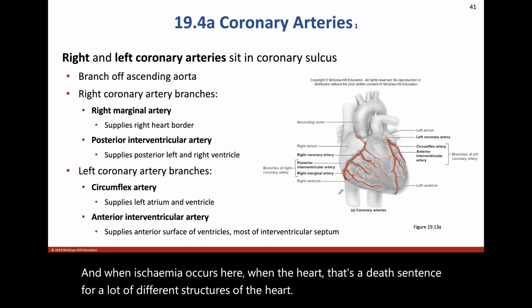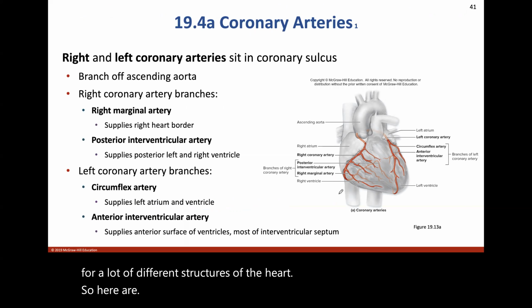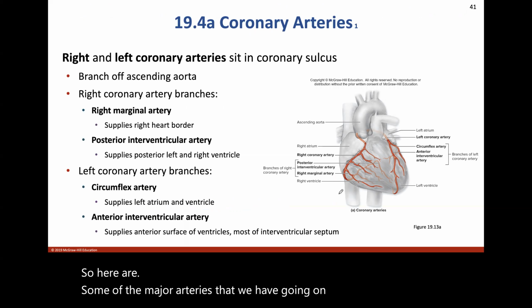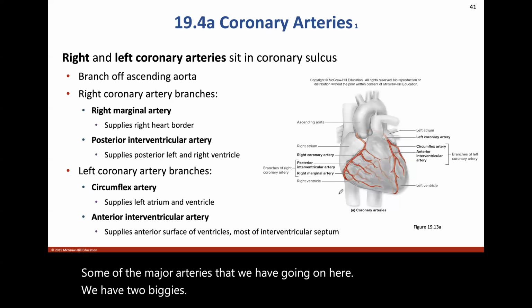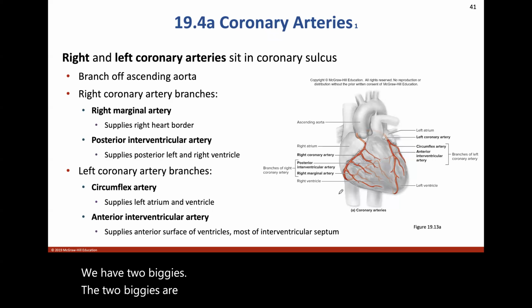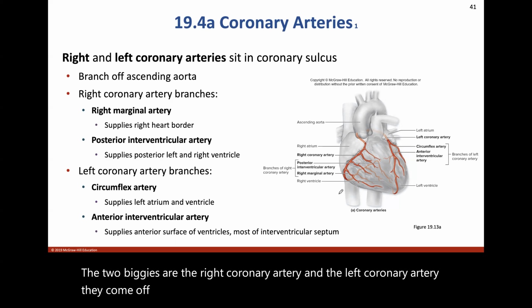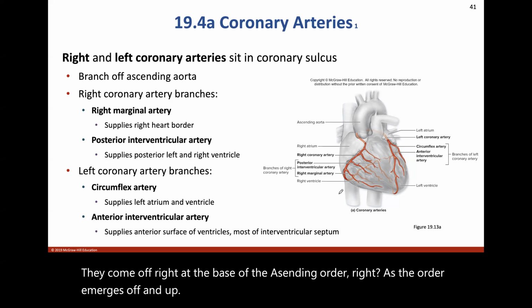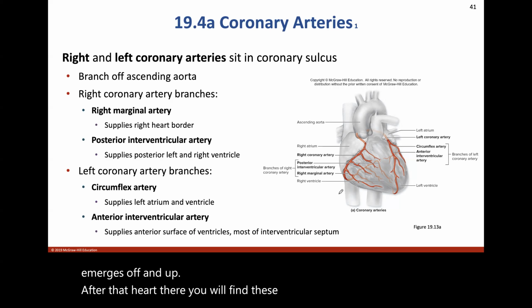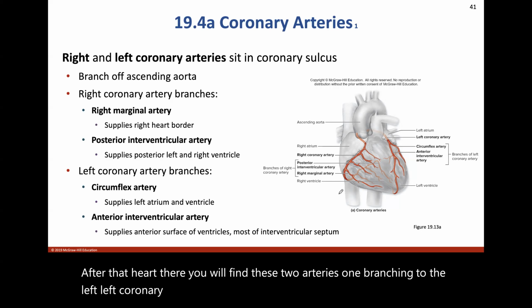So here are some of the major arteries that we have going on here. We have two biggies. The two biggies are the right coronary artery and the left coronary artery. They come off right at the base of the ascending aorta. Right as the aorta emerges off and up off that heart there, you will find these two arteries. One branching to the left coronary artery. One branching to the right coronary artery.